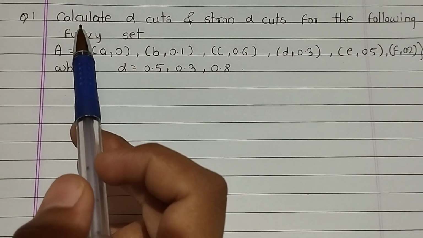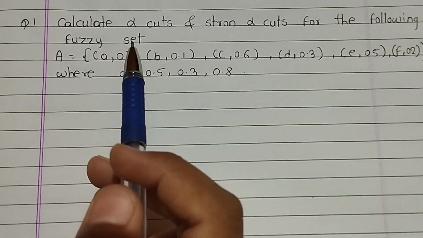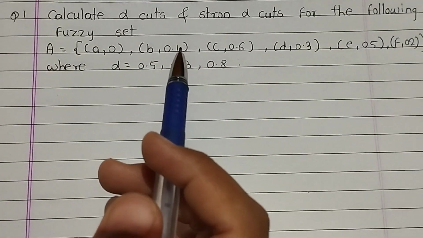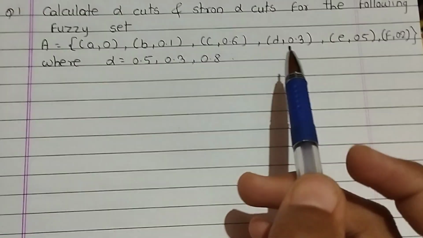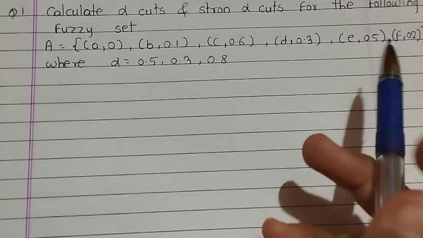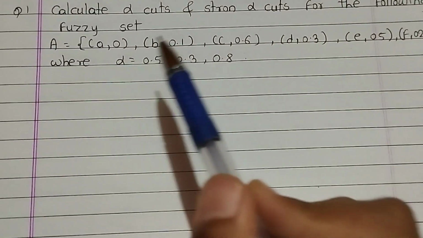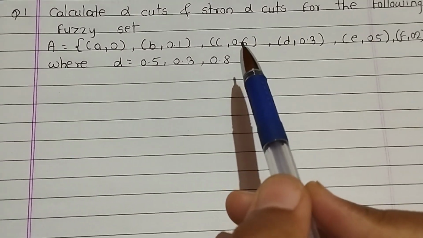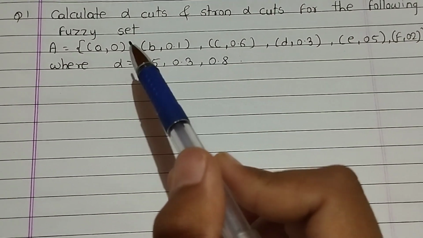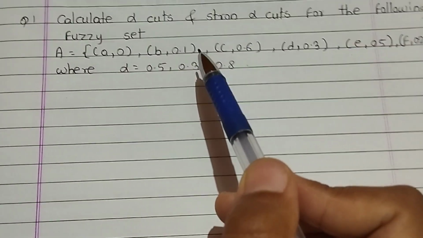So the first example is: calculate alpha cut and strong alpha cuts from the following fuzzy set. So here the fuzzy set represents A 0, B 0.1, C 0.6, D 0.3, E 0.5, F 0.2. So here A, B, C, D are the universal set, and 0, 0.1, 0.6, 0.3, 0.5 and 0.2 are the images. See here, all the images belong to 0 and 1, not greater than 1.